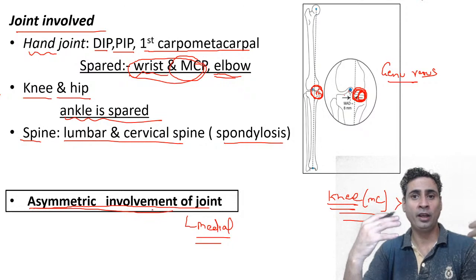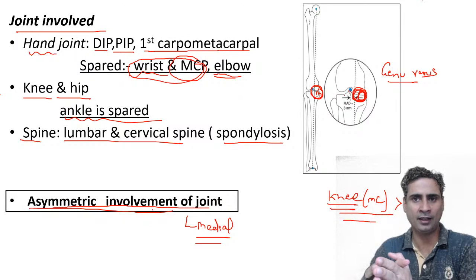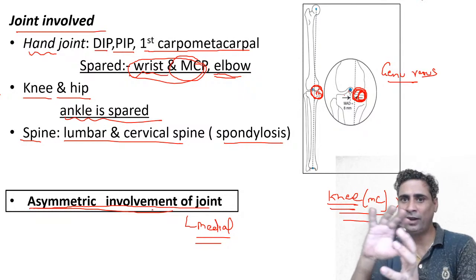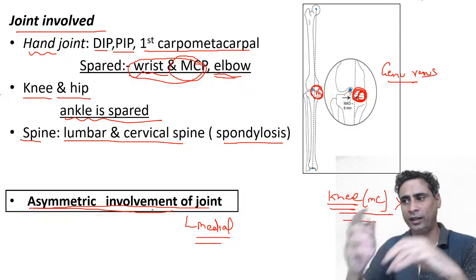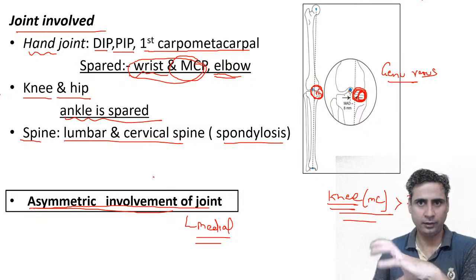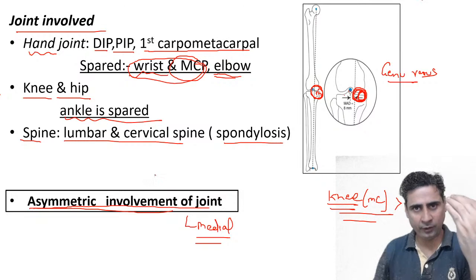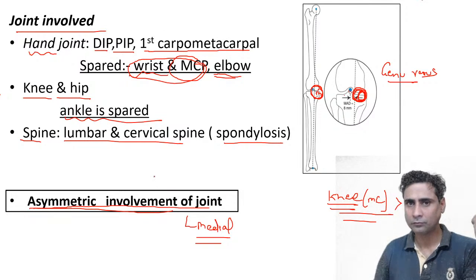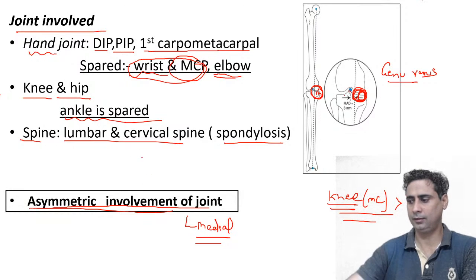So asymmetrical joint involvement is characteristic in osteoarthritis, in contrast to inflammatory arthritis, like rheumatoid arthritis, which is an inflammatory disorder. It will not differentiate various parts of joint. The inflammation will involve the whole joint simultaneously. So there will be symmetrical involvement in rheumatoid arthritis.